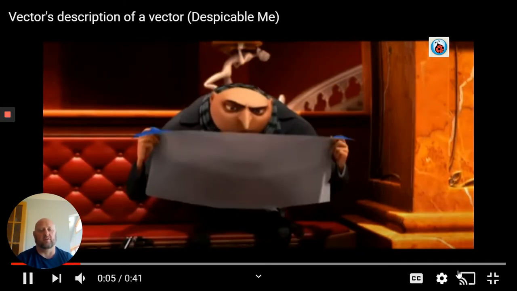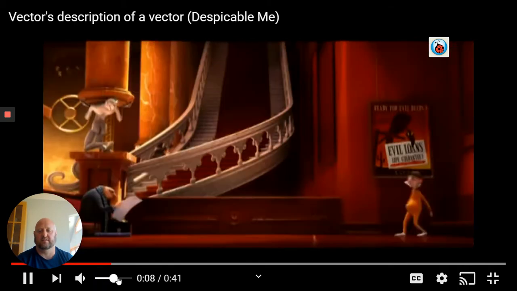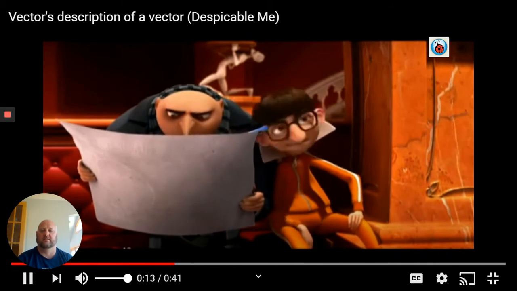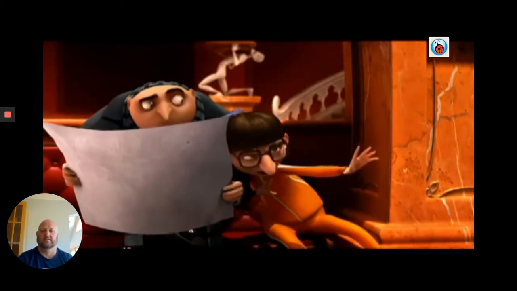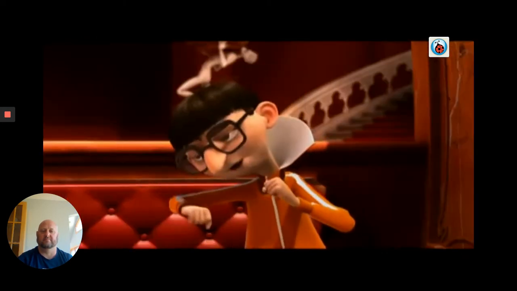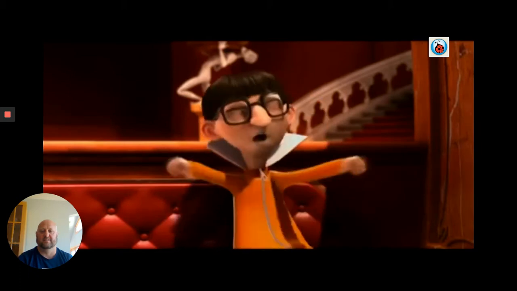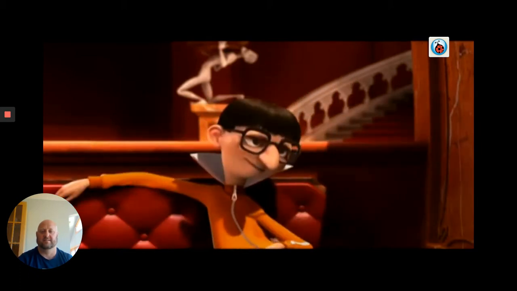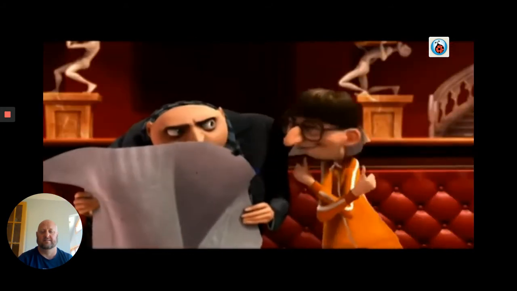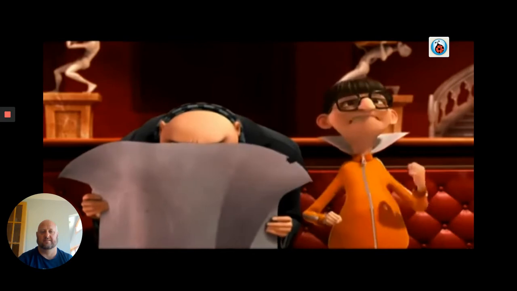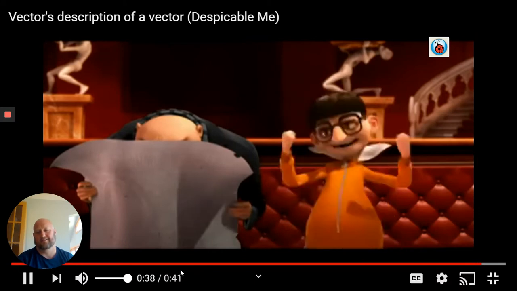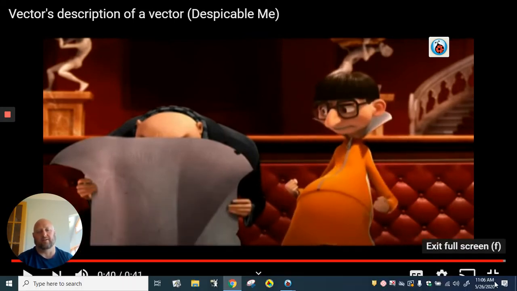One of my favorite little quotes here, or little scenes. I'm applying for a new villain loan. Go by the name of Vector. It's a mathematical term, a quantity represented by an arrow with both direction and magnitude. Vector! That's me, as I'm committing crimes with both direction and magnitude. Oh yeah!